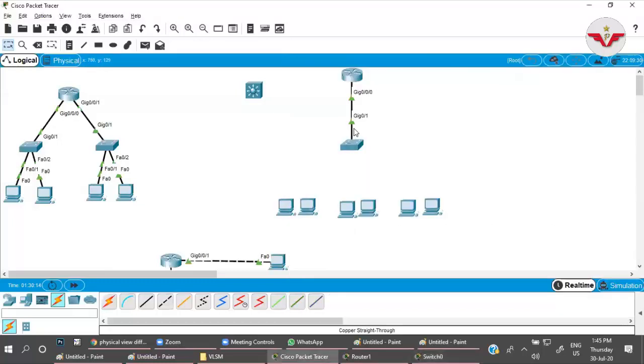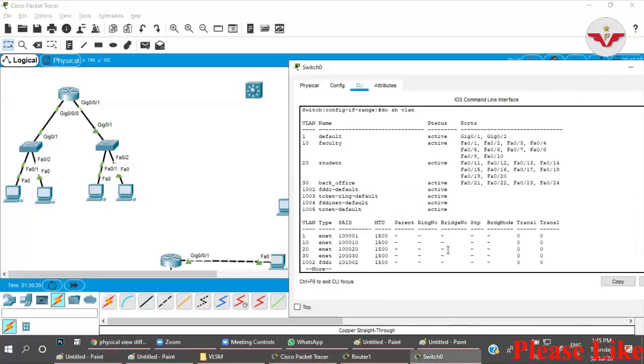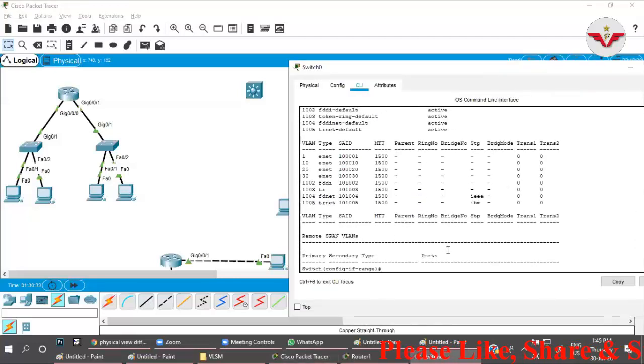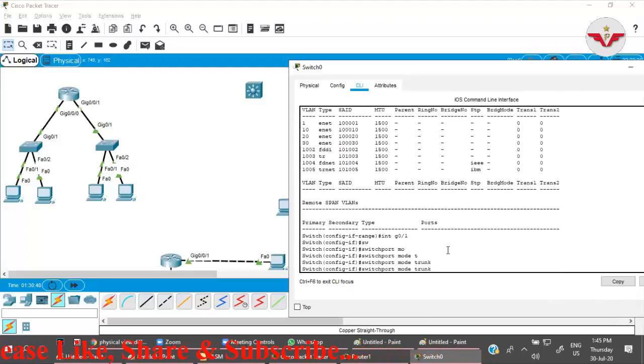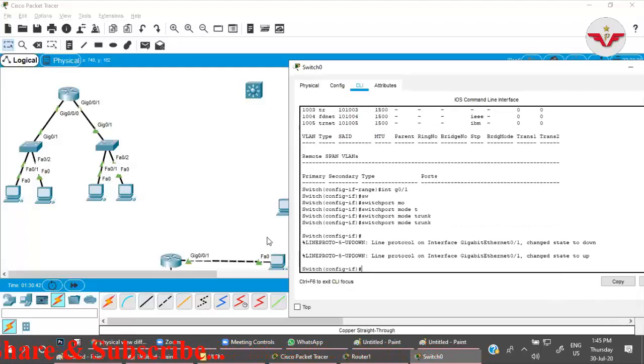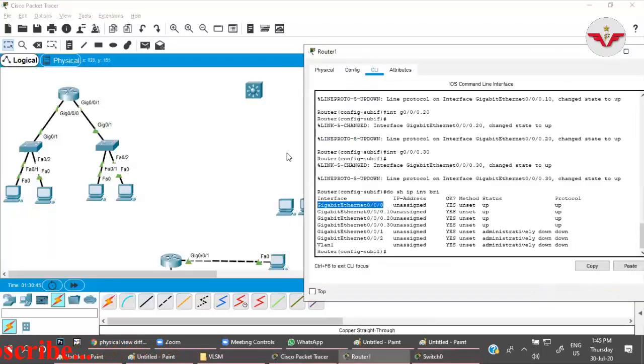As I told you, the port which is connected to the router, which will carry the VLAN information to the router, should be the trunk port. The port connected to the router is Gigabit Ethernet 0/1. So let me configure the trunk port. int gig 0/1 is connected to the router, so this would be switchport mode trunk. Done.